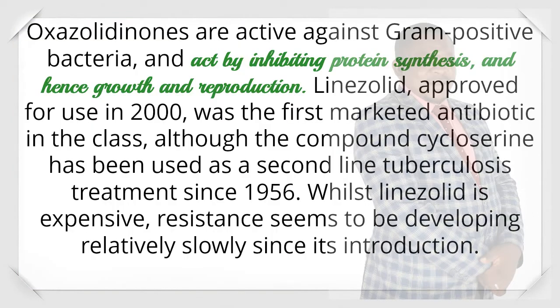Oxazolidinones. Oxazolidinones are active against gram-positive bacteria and act by inhibiting protein synthesis and hence growth and reproduction. Linezolid, approved for use in 2000, was the first marketed antibiotic in the class, although the compound cycloserine has been used as a second-line tuberculosis treatment since 1956. Whilst linezolid is expensive, resistance seems to be developing relatively slowly since its introduction.